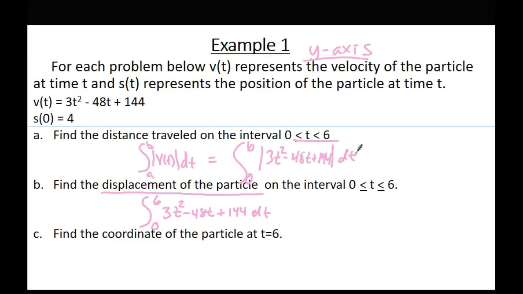All right, where is the particle's coordinates going to be after 6 seconds? This is a net change problem, right? The position of the object at time t is going to be its starting position plus its displacement. So it's 4 plus that answer. Exactly.